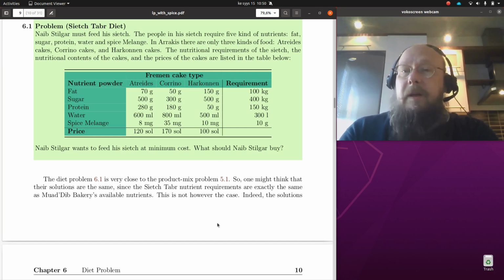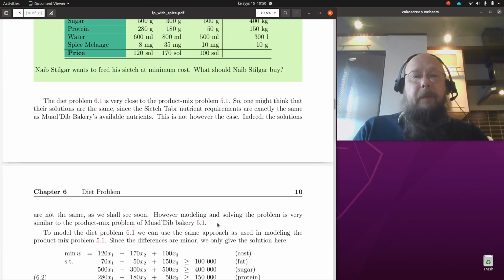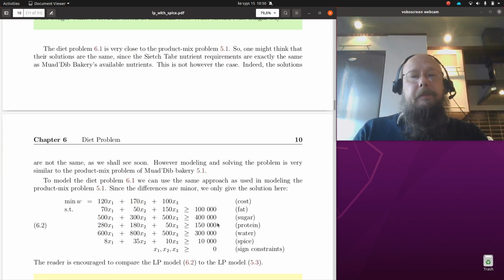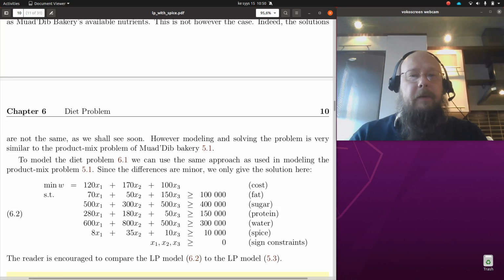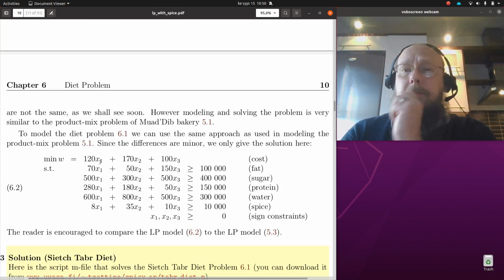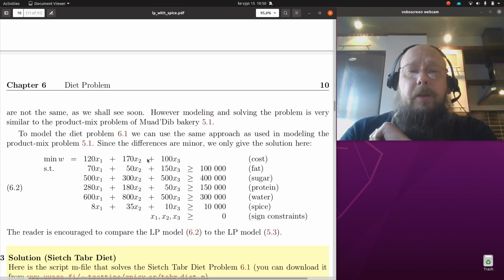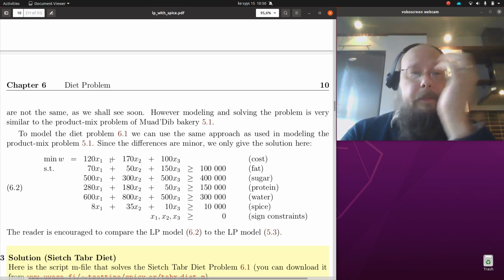So the objective function is actually the same objective function as in the Mordeep bakery problem. Let me put this slightly bigger so you can see. If you look at this cost, it's the same. So we are buying x1, x2 and x3 numbers of Atreides, Corrino and Harkonnen cakes, and these are prices per cake. So obviously the price is the same.